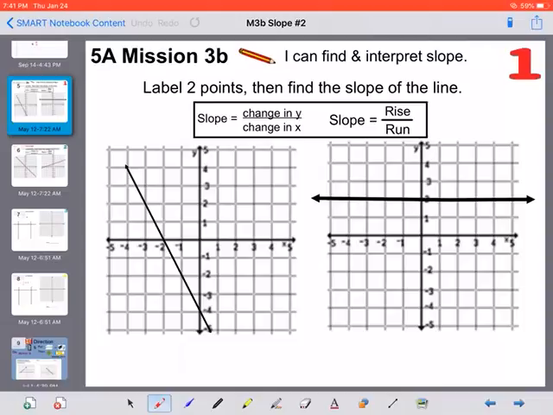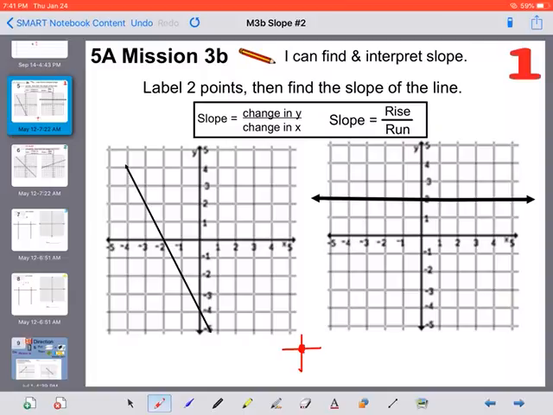M3b. We are continuing to look at slope. So first we're going to label 2 points on the line, then find the slope of the line. Today I did not give you points on the line. You needed to find 2 points on your own that cross or go through the exact center of 2 lines. Think of it as where like 2 streets are crossing, where you would turn.